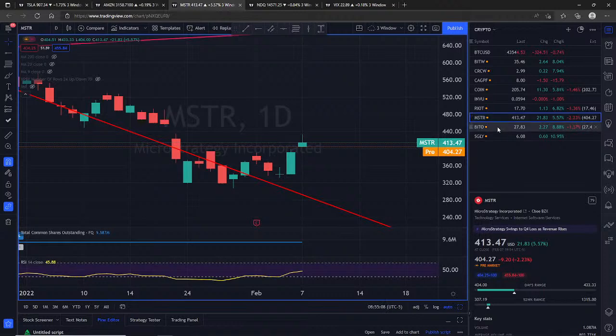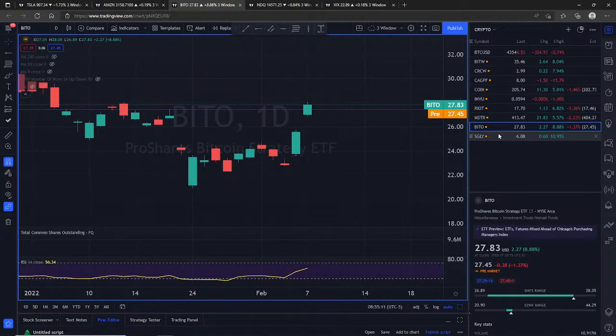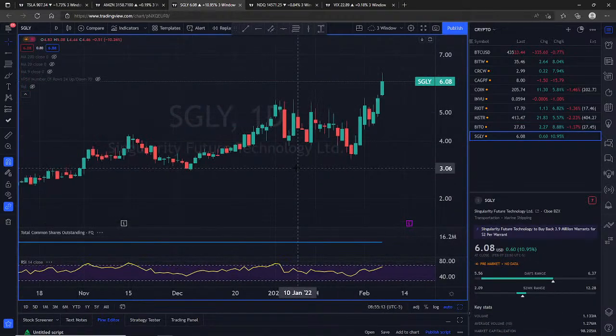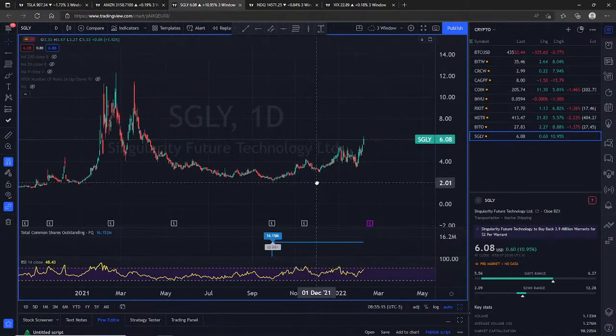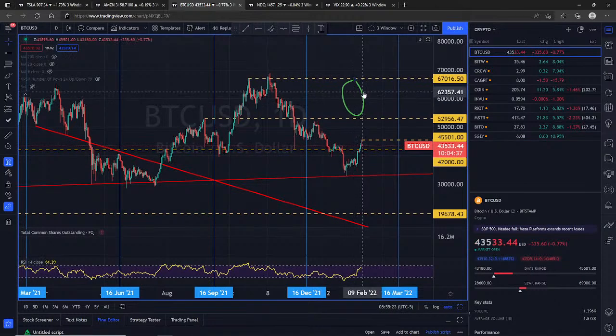Same thing with BITO, and SGLI not so much. SGLI, this is interesting. SGLY, that's interesting. Interesting thing happening there. But anyway, yeah, so Bitcoin is showing a little bit of strength here. Still, it's only neutral though.